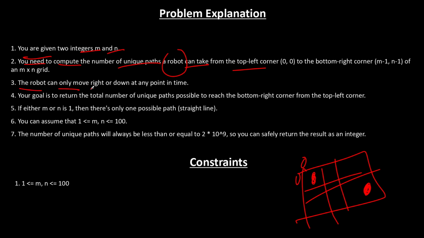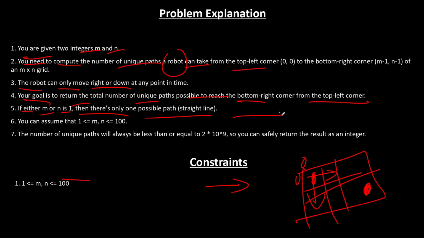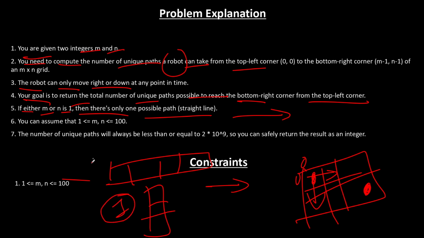Now the robot can only move to the right, which means this direction, or down, at any point in time. Your goal is to return the total number of unique paths possible to reach the bottom right corner from the top left corner. If either m or n is 1, then there is only one possible path, which is a straight line. Basically, if the grid is this way or this way, the output will only be one, definitely, because no other move is possible. You can assume that the m value and n value are within the range 1 to 100.